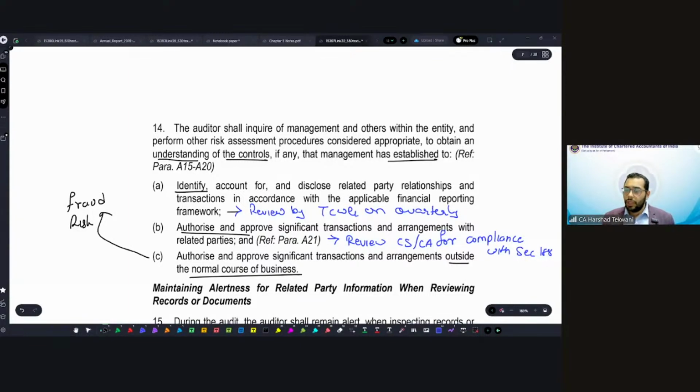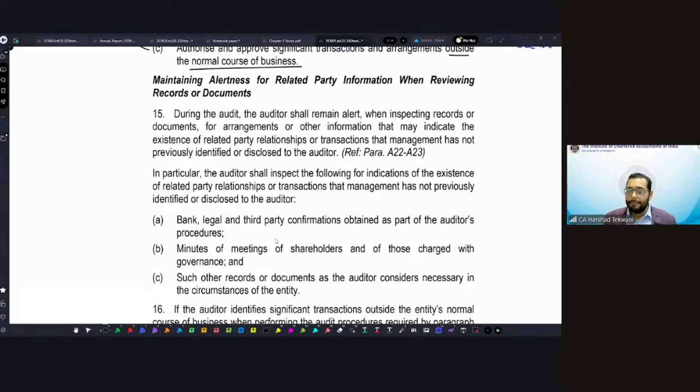Yes, sir. And how will you ensure the completeness? We discussed that to ensure the completeness, like to identify indications of the existence of related party transactions and relationships not previously identified or disclosed. Completeness.